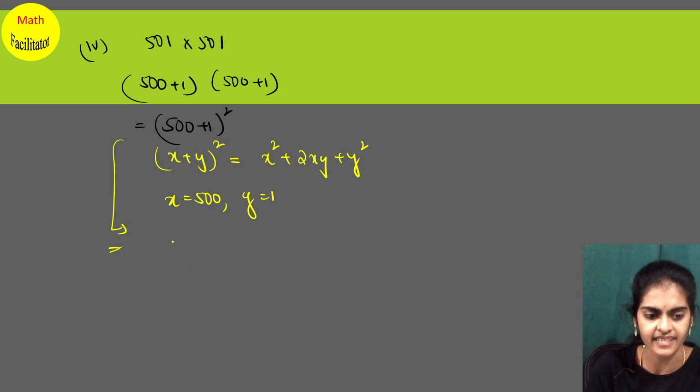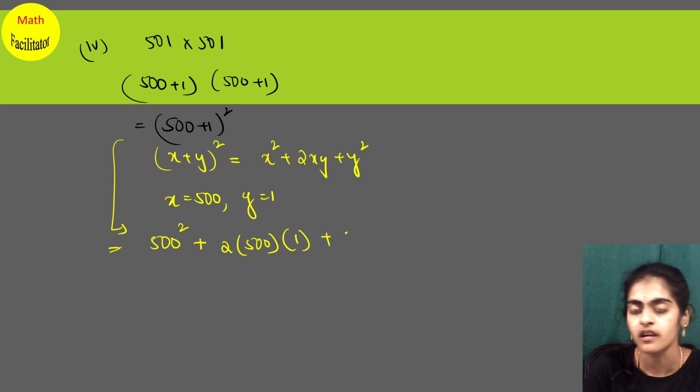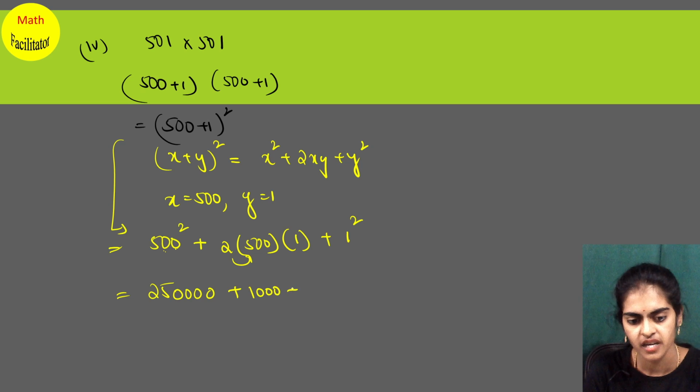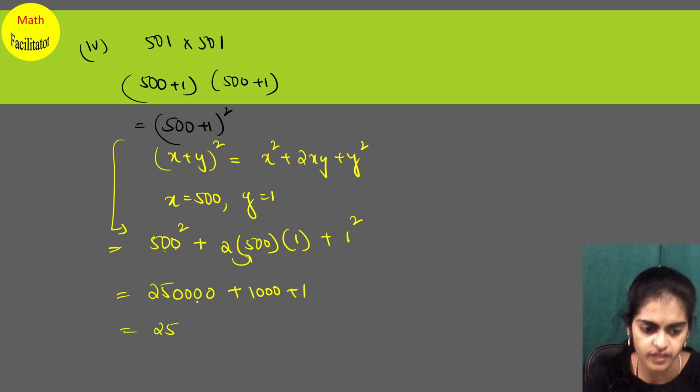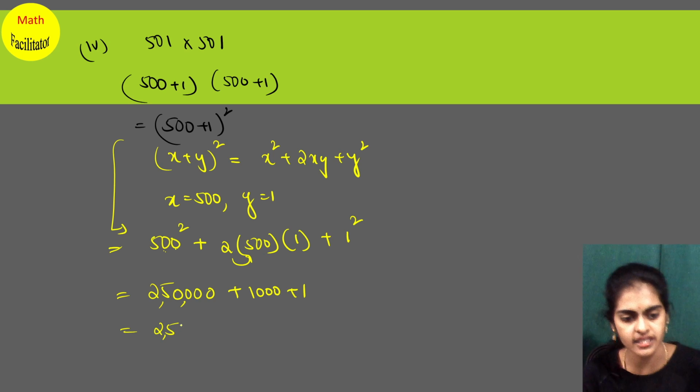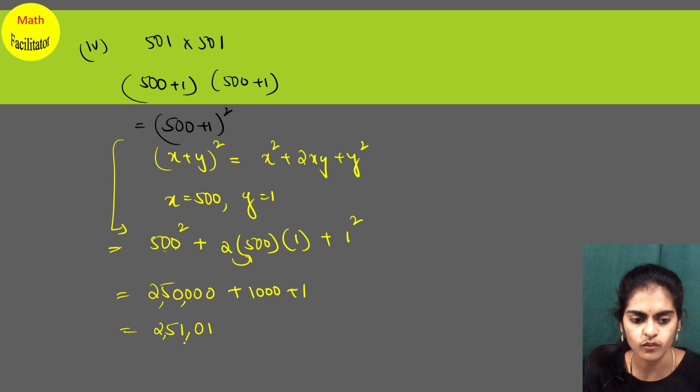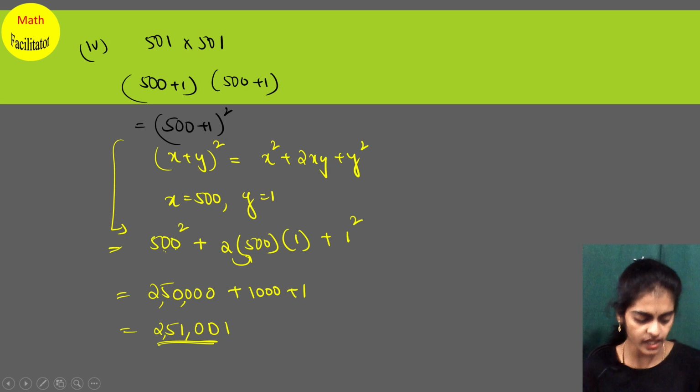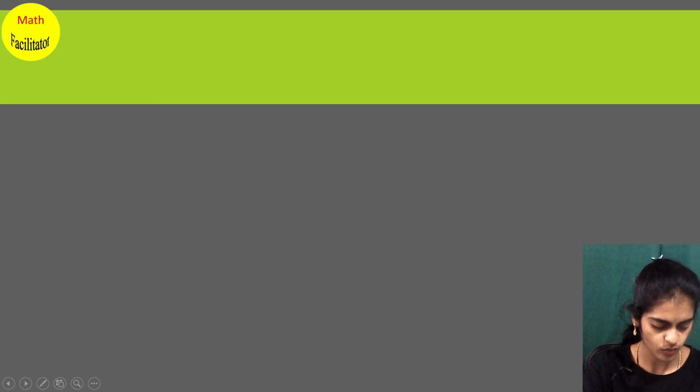So this I can write as 500 whole square. x square is 500 square, plus 2 times x is 500, y is 1, plus y square is 1 square. So 5 square is 25 and you have 2 zeros here. Square of it is 4 zeros. Plus 2 into 500 is 1000, plus 1. So it is 2,50,000. Okay, so 2,50,000 plus 1000 is 2,51,001. This is how we write. Okay. Chalo, let's proceed to the next question now.